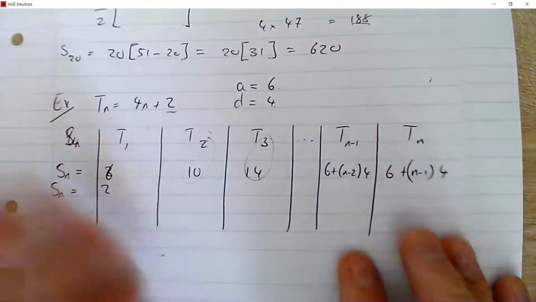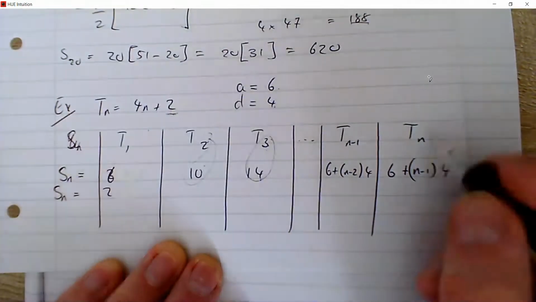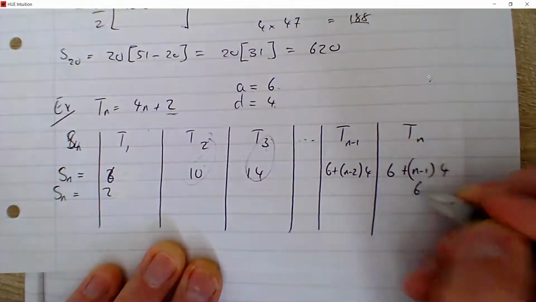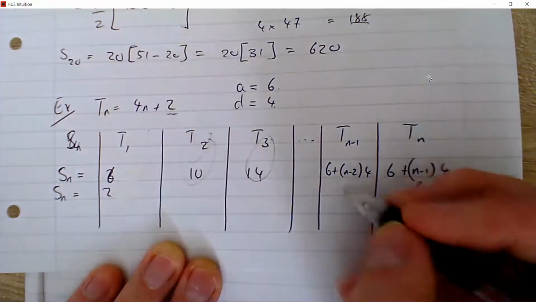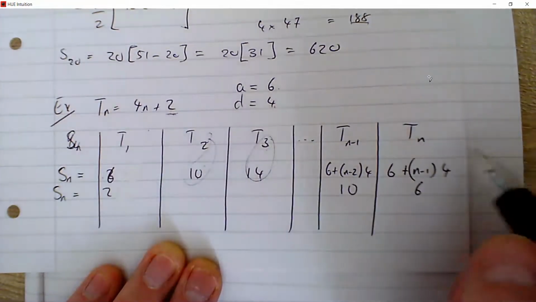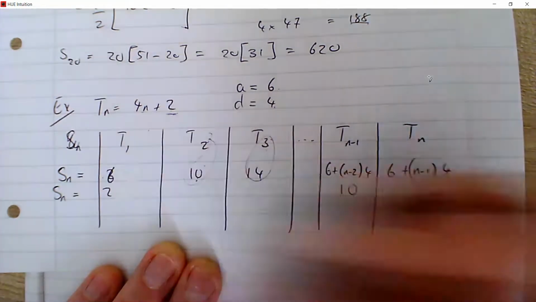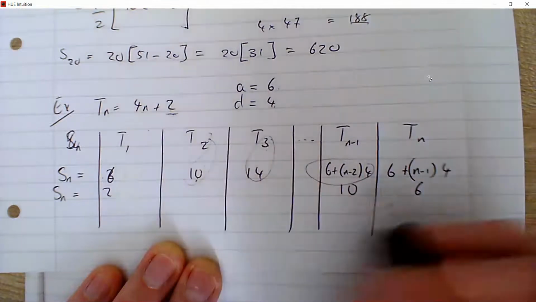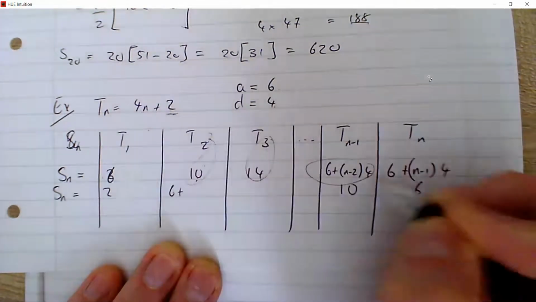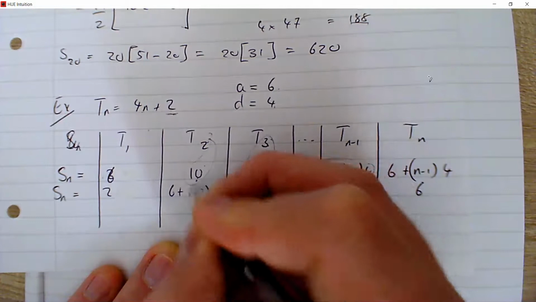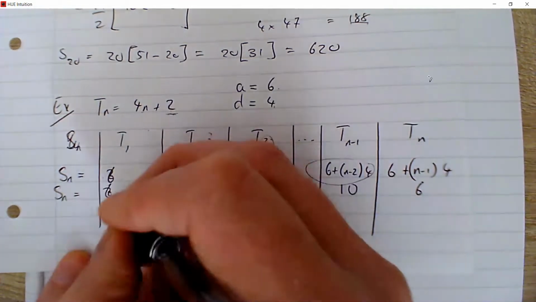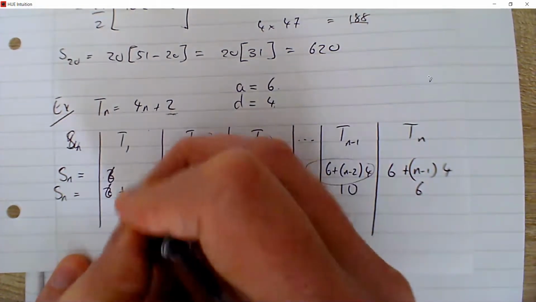And in finding this formula, we reverse it. We'll say, well, let's play it backwards. If I put the 6 over here, okay, the next term 10 I'll put here. But the second last term here, I'm going to put in under here 6 plus n minus 2 times 4. And in here, I'm going to put the last term 6 plus n minus 1 times 4.